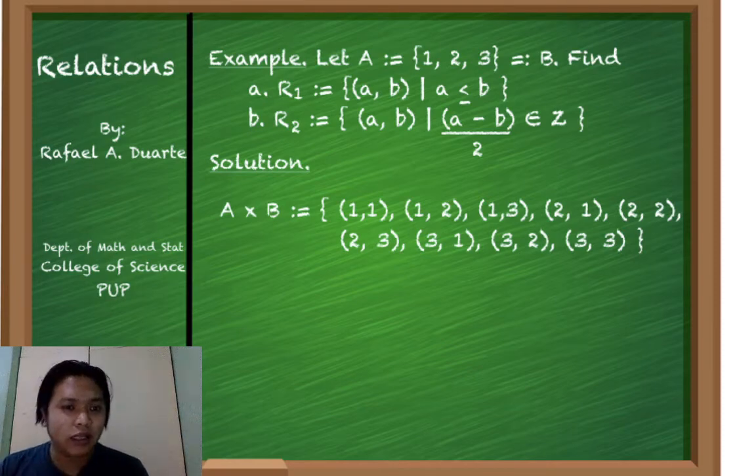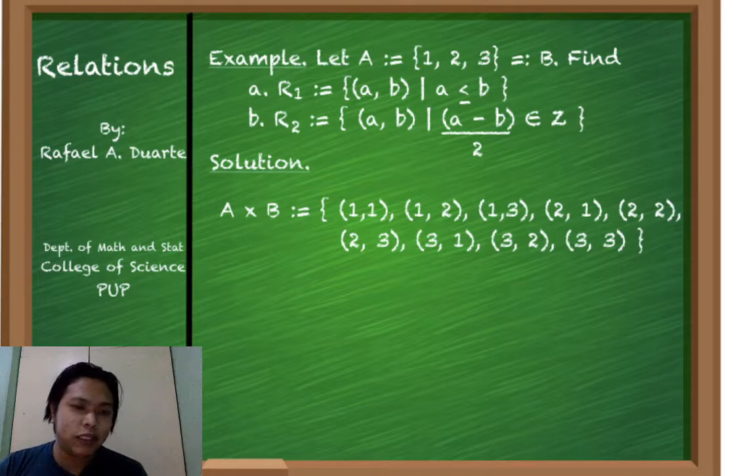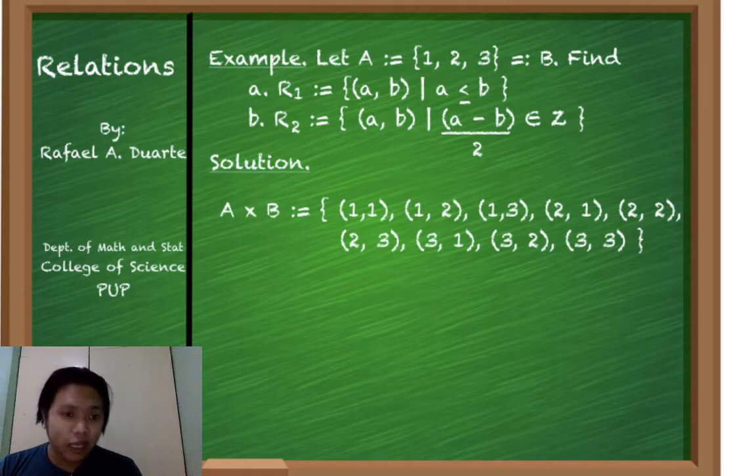I would suggest trying it while I am explaining. If you want, pause the video and solve along with me so you get the same result I get. Once you get A cross B, that's the time you test the conditions for the relation, to know if each tuple is an element of the relation.